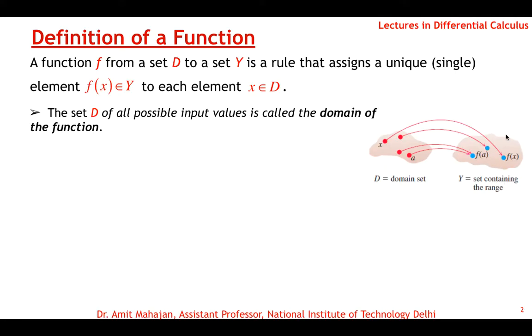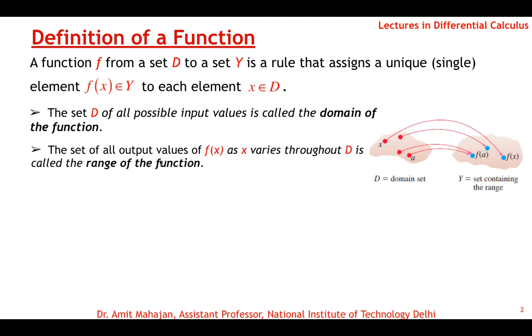But the codomain may have some more elements which are not coming from the domain. Okay, so particularly those elements which are coming from the domain will also form a set, and we'll call it a range. Okay, so range is a subset of the codomain. Okay, so the set of all output values of f of x as x varies throughout D is called the range of the function. Okay, and the range may not include every element of the codomain or the set Y. Okay, so the range set is a subset of the codomain.